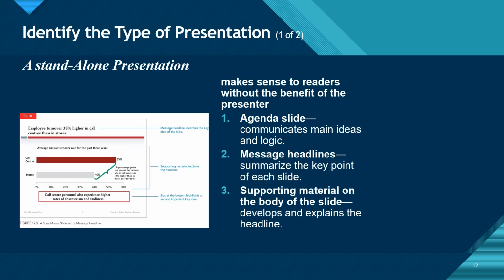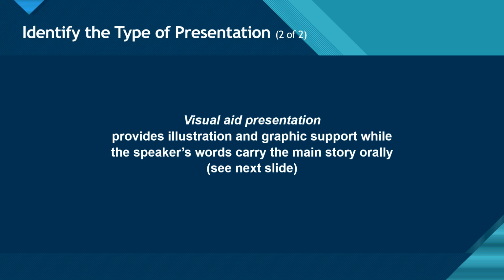Identify the type of presentation. A standalone presentation makes sense to readers without the benefit of the presenter. The components are: agenda slide, which communicates main ideas and logic. Message headlines, which summarize the key point of each slide. Supporting material on the body of the slide, which develops and explains the headline. A visual aid presentation provides illustration and graphic support, while the speaker's words carry the main story orally.